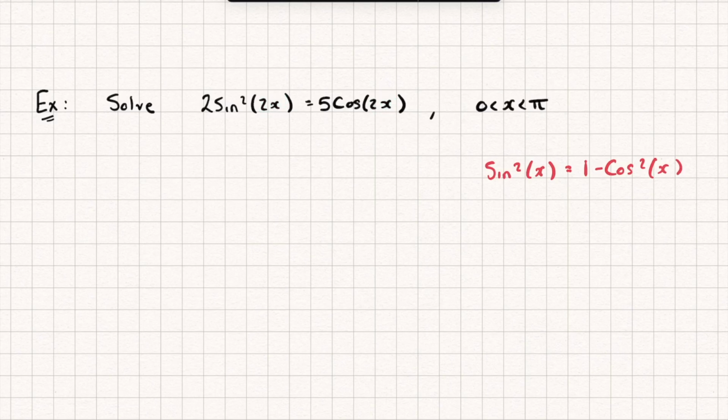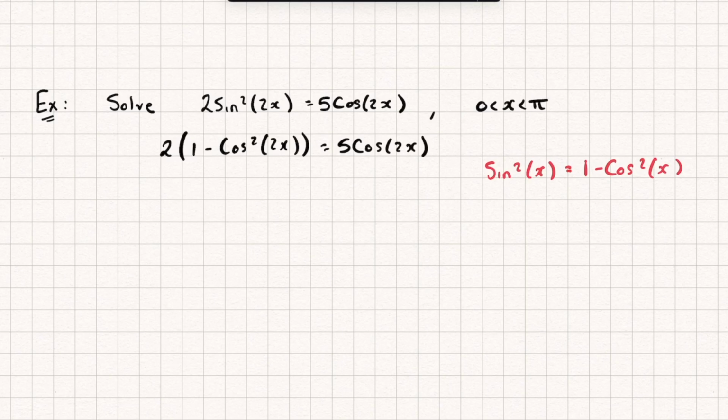I'm just going to use the identity and make sure that instead of writing 1 minus cos squared of x, I do 1 minus cos squared of 2x. So let's do this substitution. Now, we need to watch out because there's also this 2 in front of the function. So it's going to become 2 lots of, and make sure you put brackets around it all, 1 minus cos squared of 2x, close the brackets, equals 5 times cos of 2x.